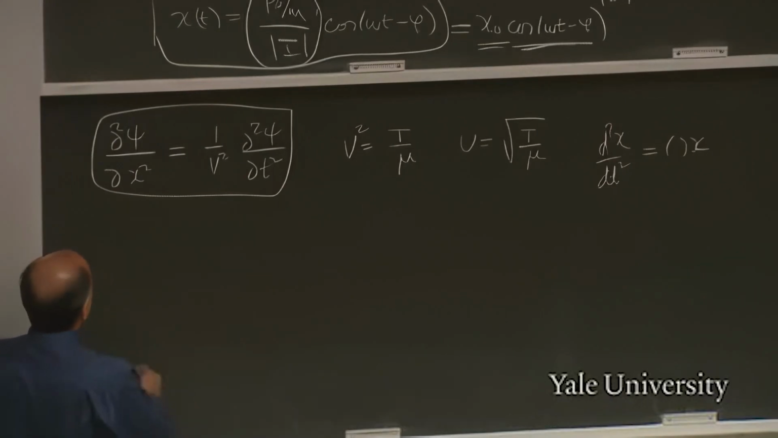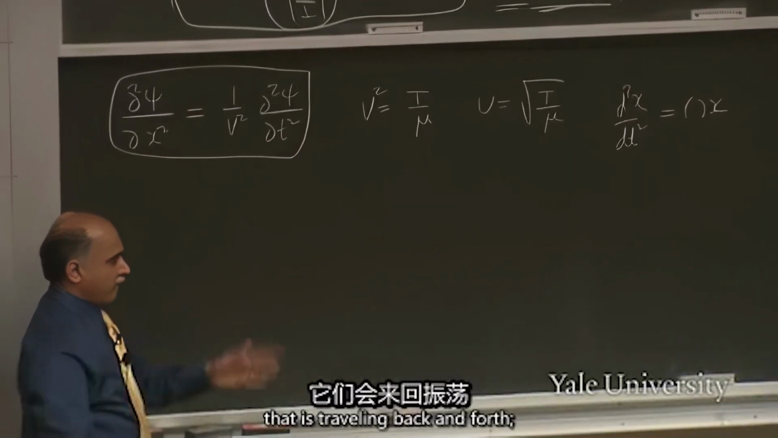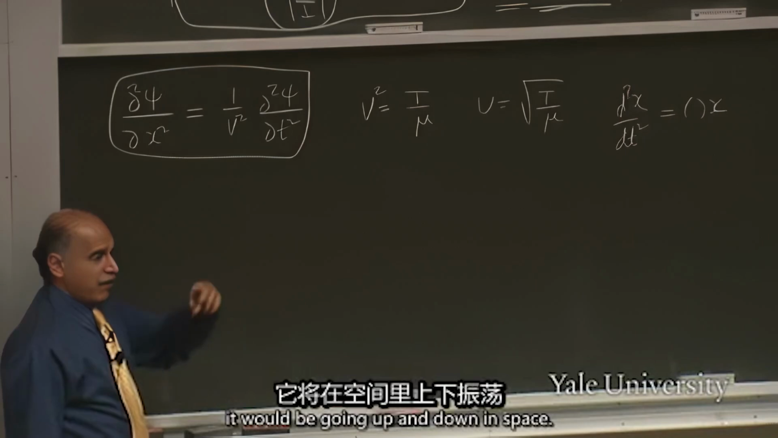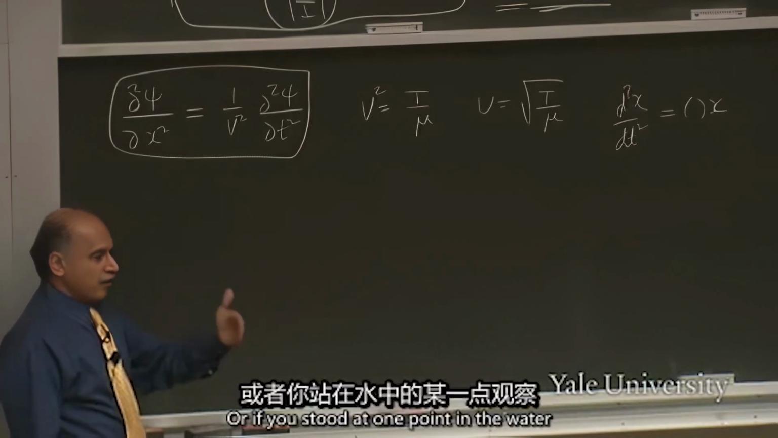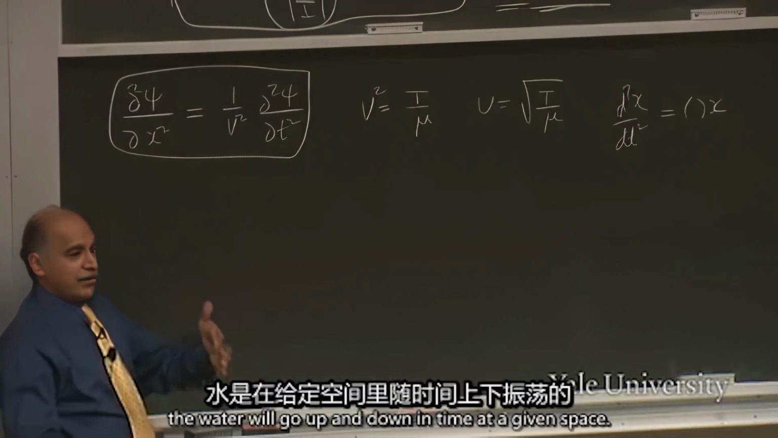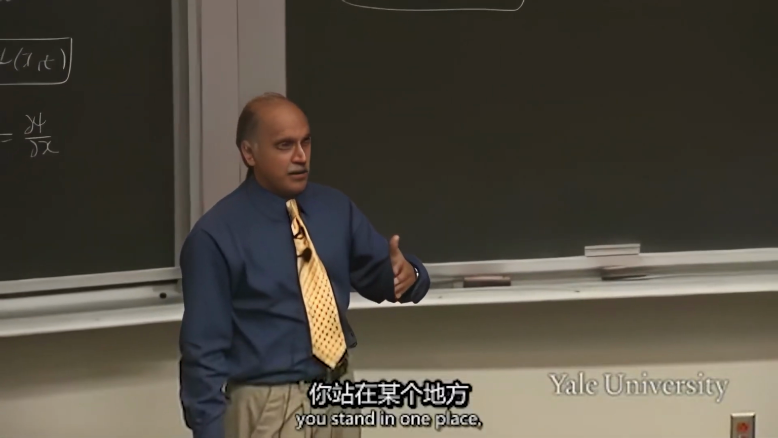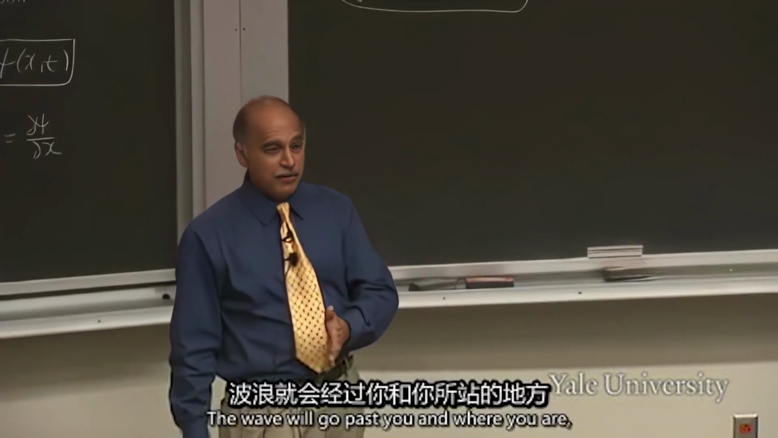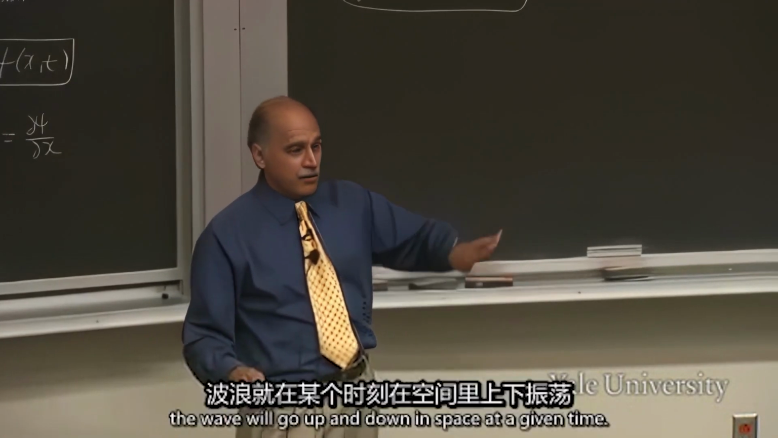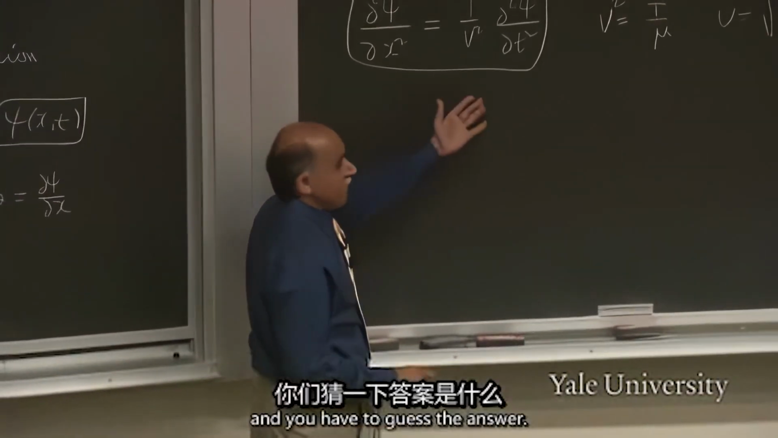But it's going to oscillate, if you imagine a string, or a water wave which is traveling back and forth, the ripples are traveling, if you took a snapshot of the wave at a given time, it will be going up and down in space. Or if you stood at one point in the water and have the wave go past you, the water will go up and down in time at a given space. You understand? If the wave is coming towards the shore, you stand in one place, you don't have to move. The wave will go past you, and where you are, the water will go up and down with time. Or if you took a picture of it at one instant, the wave will go up and down in space at a given time. So waves oscillate in space and time, and you have to guess the answer.